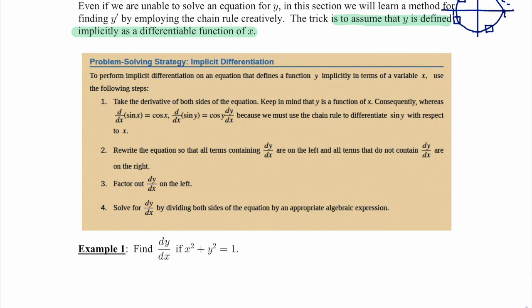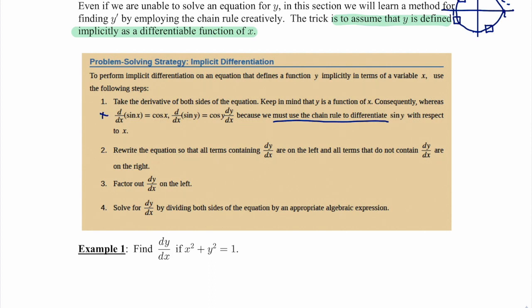So here's what we're going to do, the problem-solving strategy for this process called implicit differentiation. The first step is take the derivative of both sides of the equation, and then we're keeping in mind that y is a function of x. So when we do our derivatives, we have to use the chain rule to differentiate.